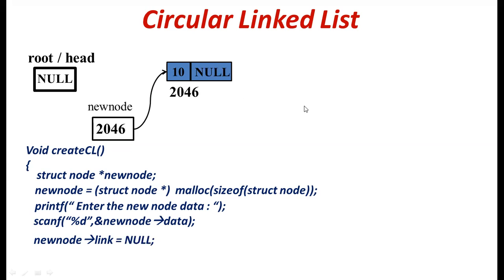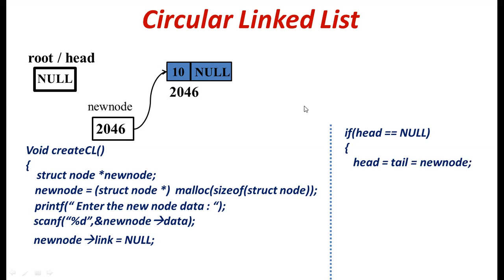Now what we have to do is check the condition whether the root, that is the head, is equal to null or not. So if the head value is equal to null, then we need to assign the head and tail with our new node. So head is equal to tail is equal to new node. Since it is the first node, the head and tail will be pointing to the new node. Suppose that if the head is not equal to null, that means that already there is a node in our circular linked list.